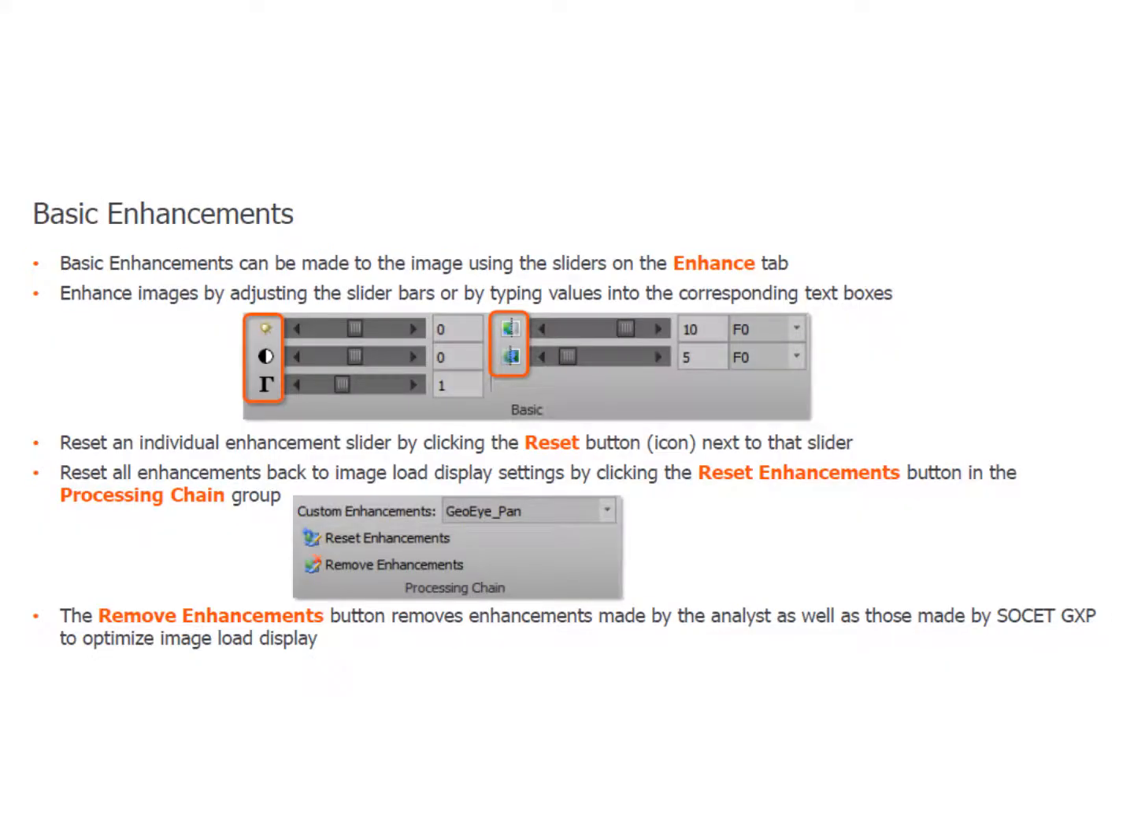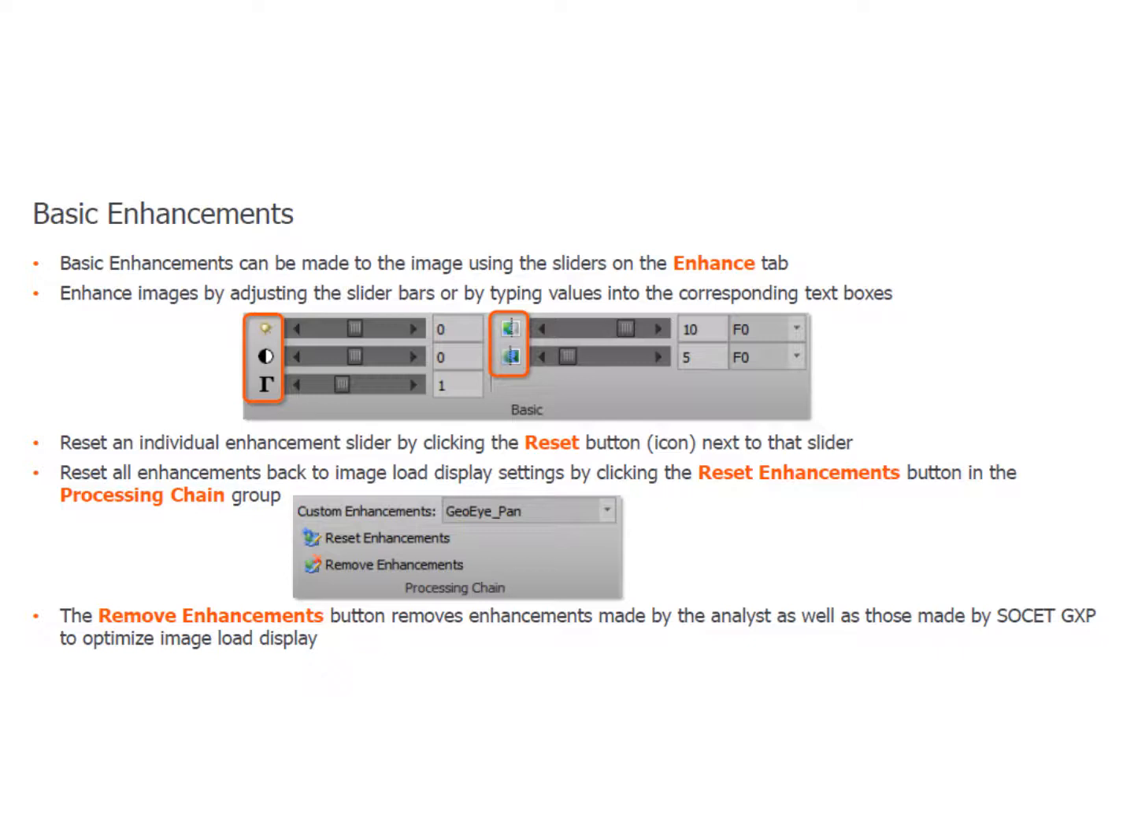You also have the capacity to look at some basic enhancements, and so we'll look at a few of them. These are made to images, and basically they have sliders on the Enhance tab to do things like adjust the brightness or the contrast or the gamma or the transparency or whatever it might be from one thing to another. You can move these sliders around to make the image more palatable or more understandable. And you can reset an individual slider simply by clicking the reset button next to that slider, and it'll go right back to where it should have been, or where it was initially.